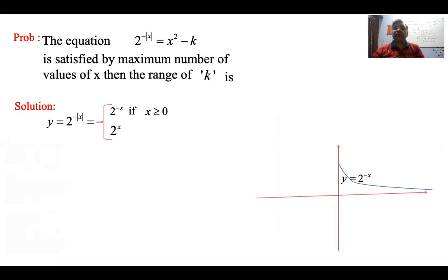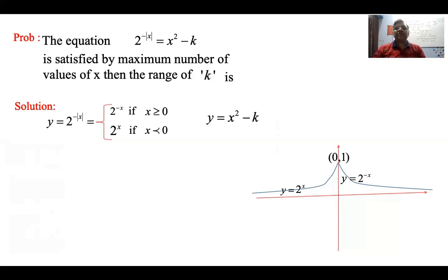When x is negative, it is 2 power x. So that piece will be there like this. So right side part like this, left side part like this. This is exactly the graph of the left side function of our equality. And this point is 0, 1. Similarly, let us see the right side function, x square minus k.